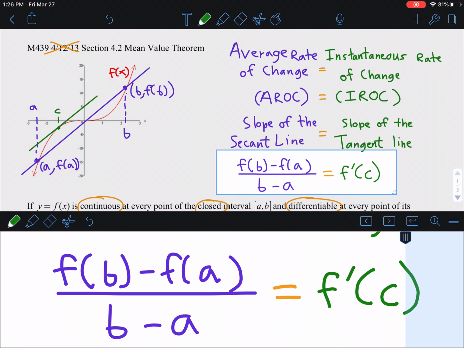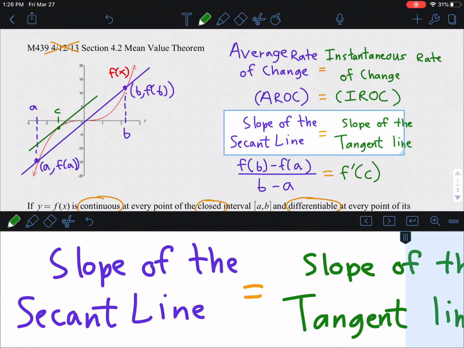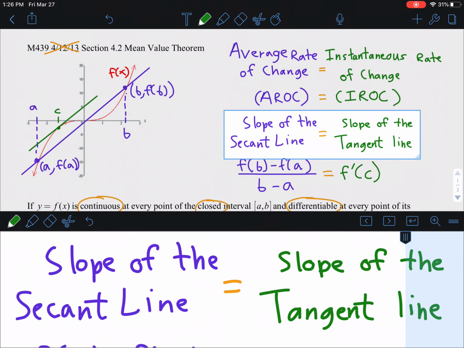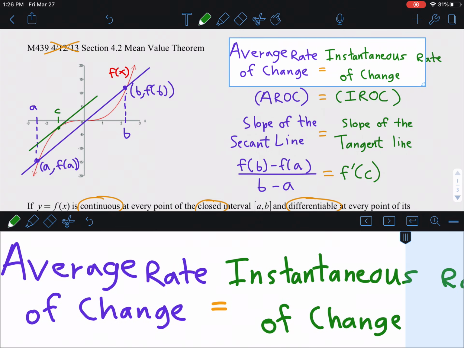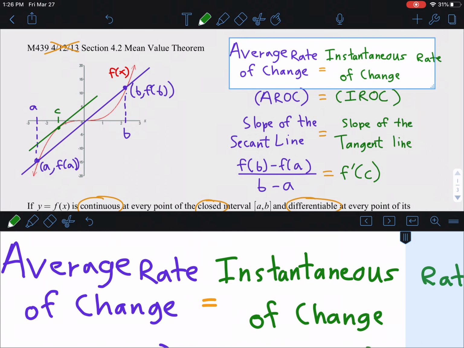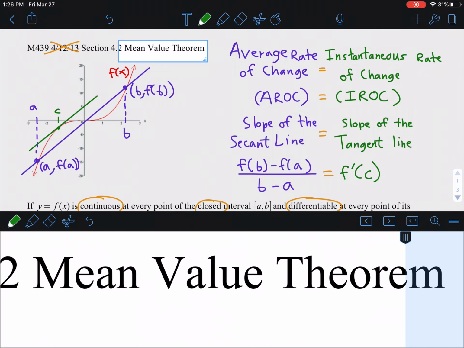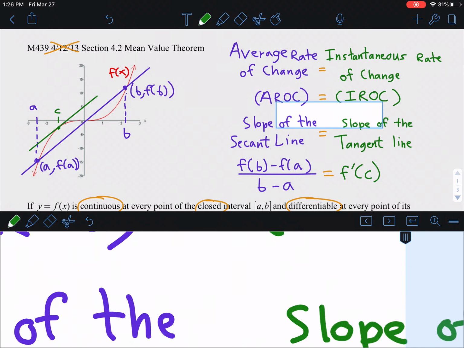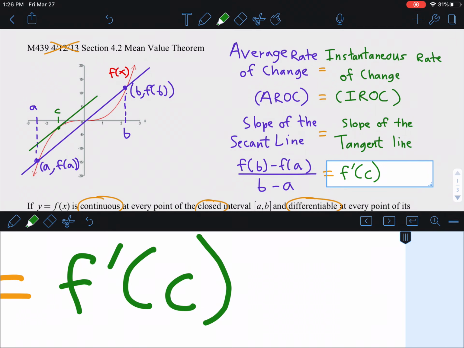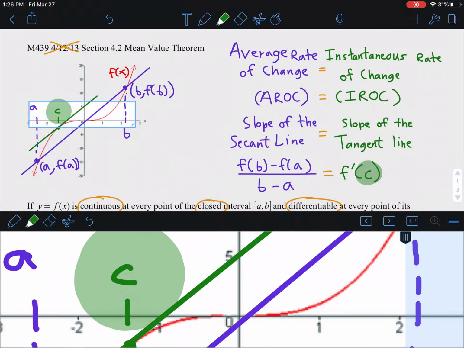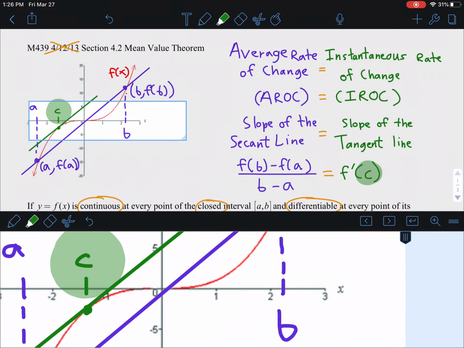It may say find the x-coordinate that makes the slope of the secant line equal to the slope of the tangent line, or find the x-coordinate where the average rate of change is equal to the instantaneous rate of change. Or it could say find the x-coordinate that makes the mean value theorem hold true. Okay, and in all of those ways of asking this question, typically what you're solving for is this C value, right? What is the C value in the interval from A to B?